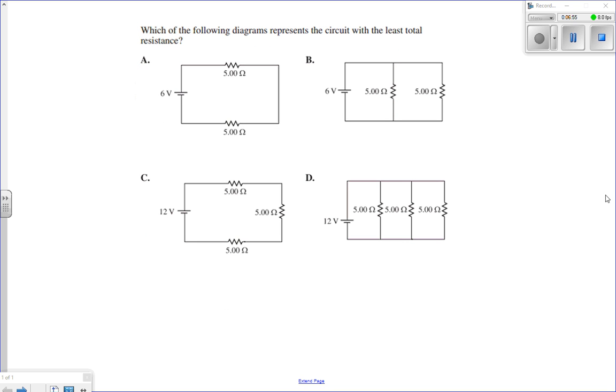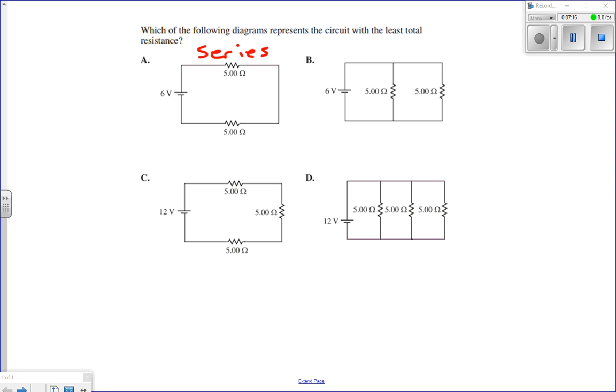All right, so here we have 4 circuits, and the question is asking us which one has the least total resistance. So to calculate the least total resistance, well, I need to know the total resistance of each circuit to know which one's lowest. So let's take a look at A. We have to ask ourselves, is this a series or parallel circuit? This is a series circuit.